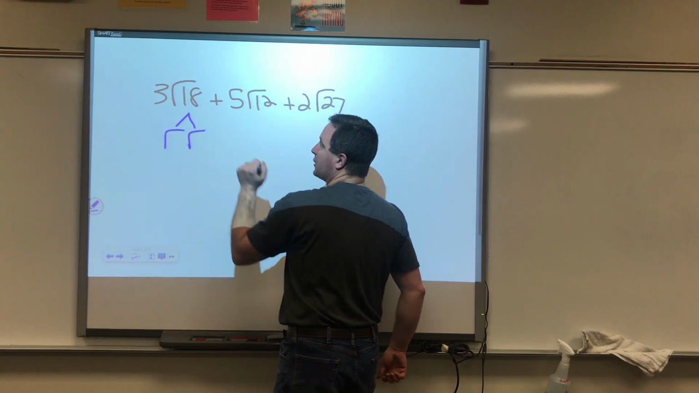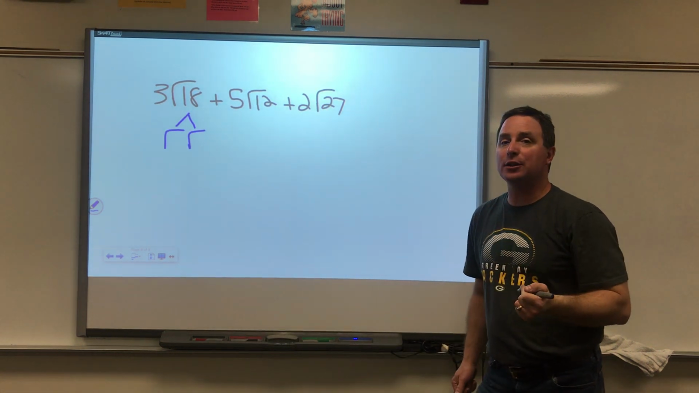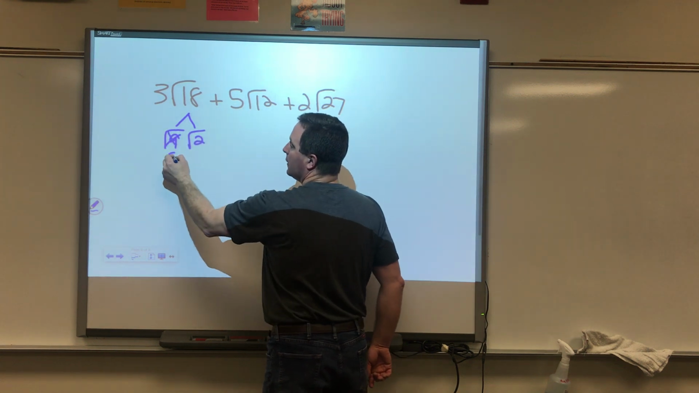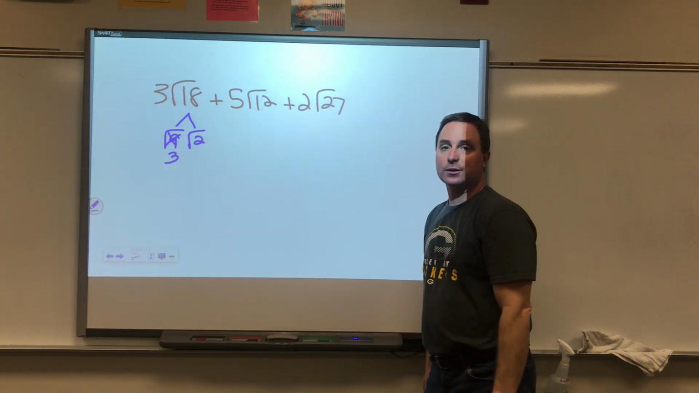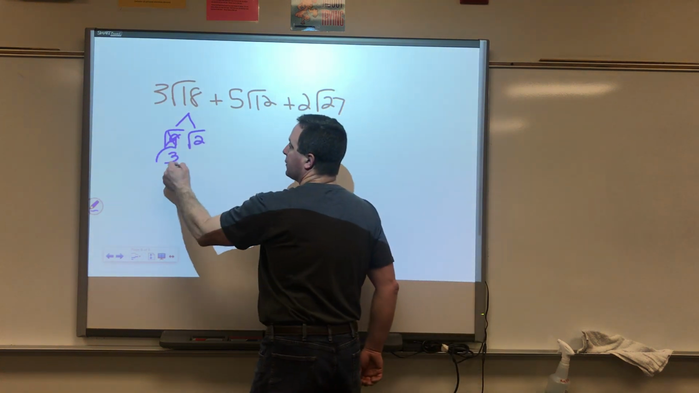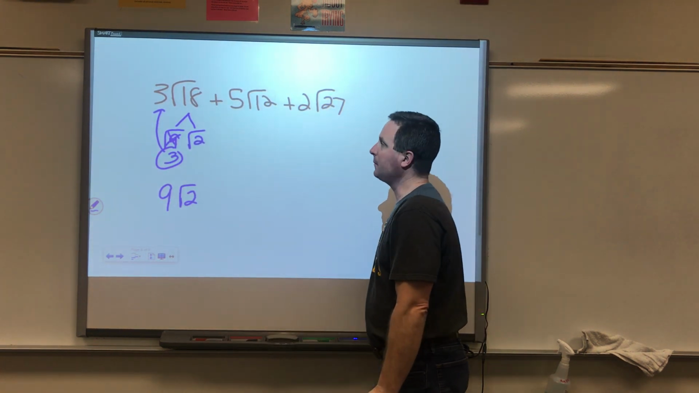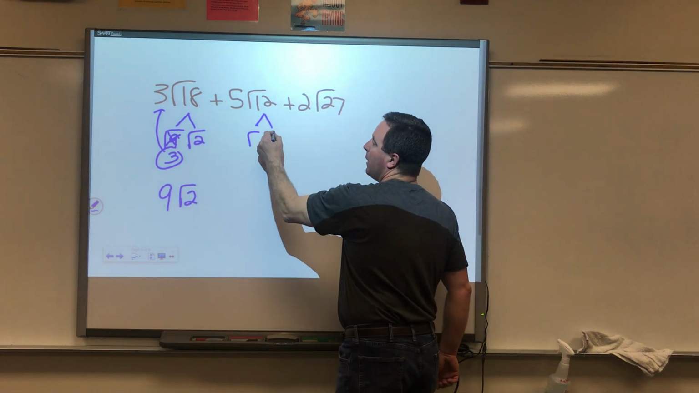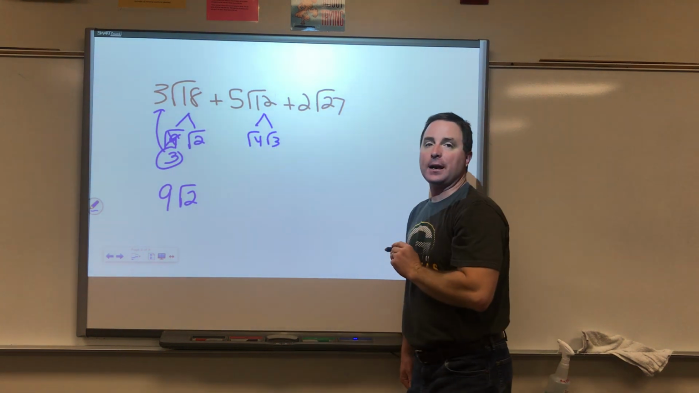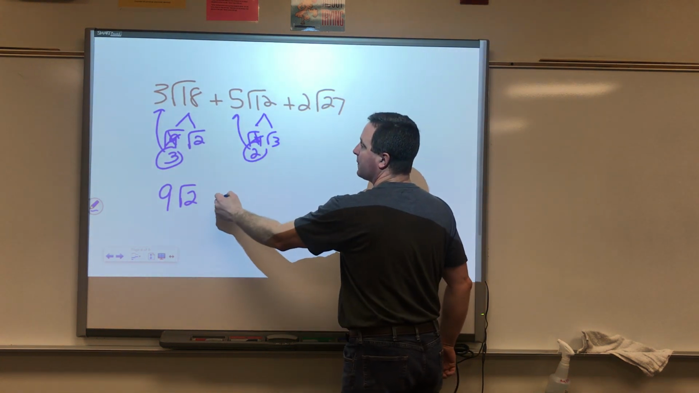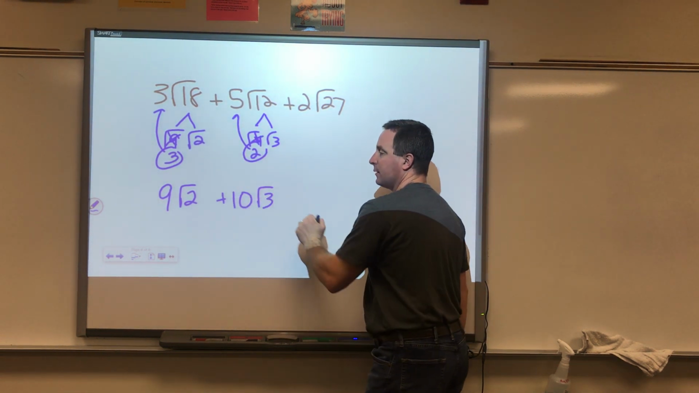Again, using your factor sheet, there are many different ways to do 18, but the two that you want to use are the black ones, 9 times 2. That turns into a 3. The square root of 9 is 3. And this 3 times that 3 is 9 square roots of 2. Okay? The square root of 12, we can do 4 and 3. The square root of 4 is 2. 2 times 5 is 10 square roots of 3.